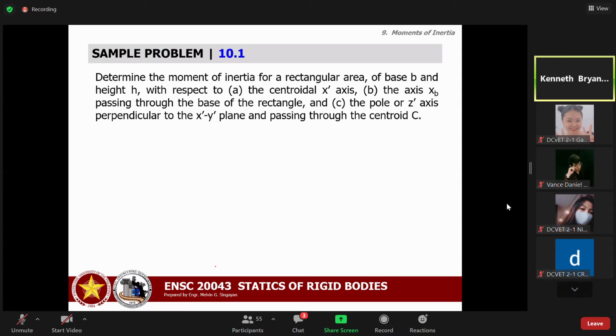So, okay, para maintindihan natin yung mga principles na nasabi na yan, let's have an example. So, sample problem 10.1. Determine the moment of inertia for a rectangular area of base b and height h with respect to A, the centroidal x prime axis, B, the axis B of the rectangle, and C, the pole or the z prime axis perpendicular to the x prime y prime plane and passing through the centroid C. Okay?